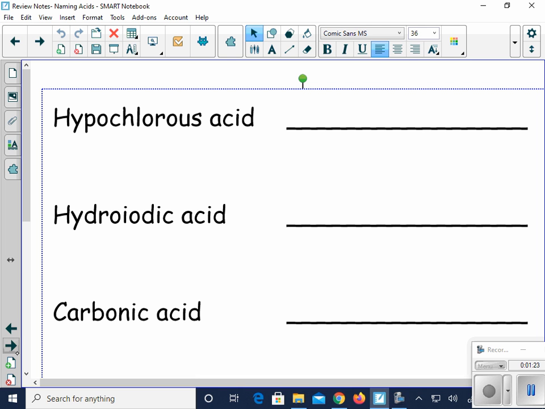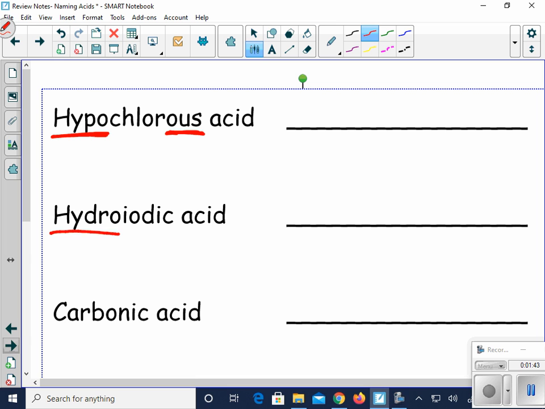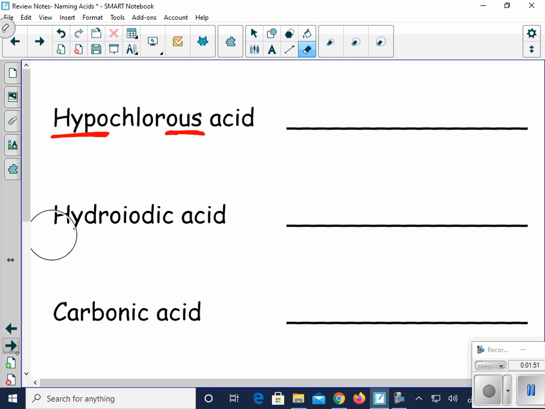So as I start off here with the first one, hypochlorous acid, I look at this and I say, oh, right here, I have an OUS. Now, a lot of people get confused with this because they look right here, hypo. Is hypo and that right there, are those the same thing? No, so don't get confused and think that this is hydro. It is not hydro, it is hypo.